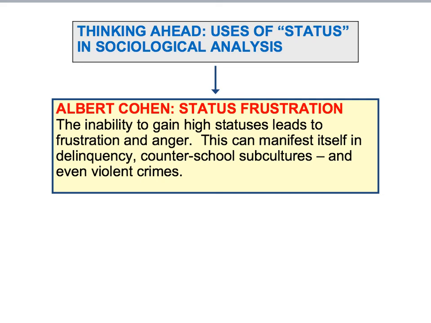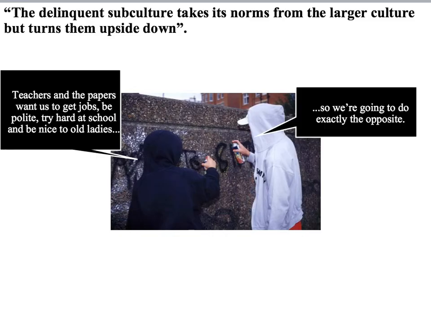This can lead to delinquency, this can lead to the development of counter-school subcultures. So Cohen's argument is that groups who find themselves stuck towards the bottom of social hierarchies are much more likely to resolve their status frustration by rejecting the success goals that are part of the mainstream culture and replacing them with an alternative set of goals that they can realistically achieve within a delinquent subculture.